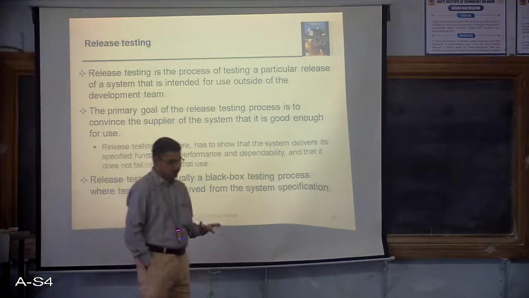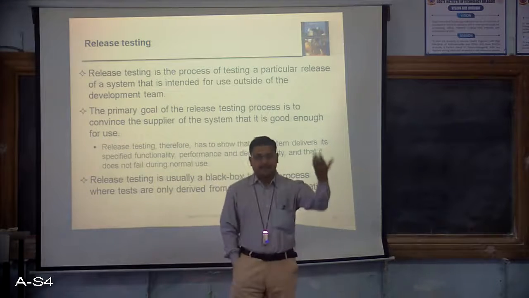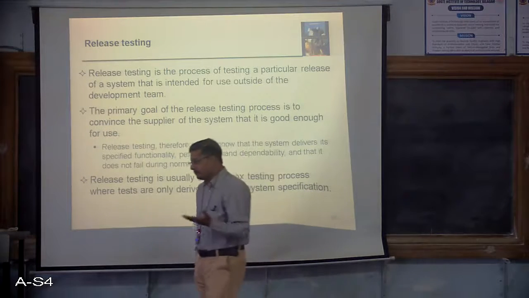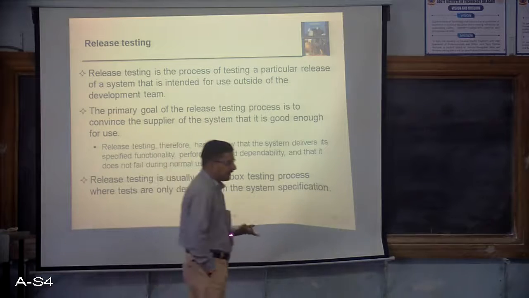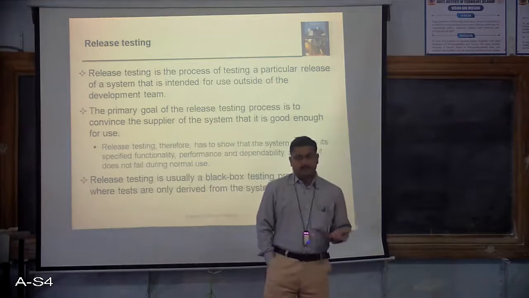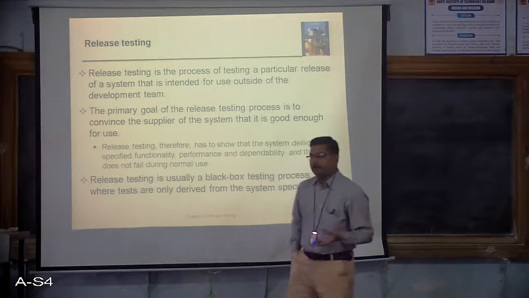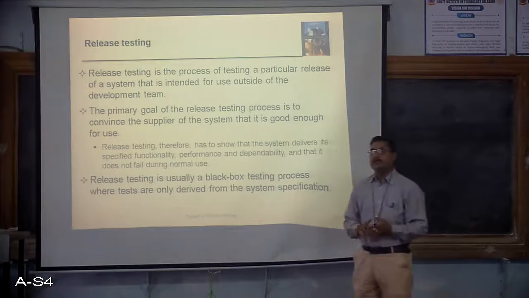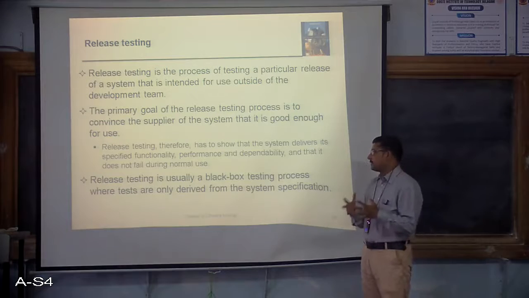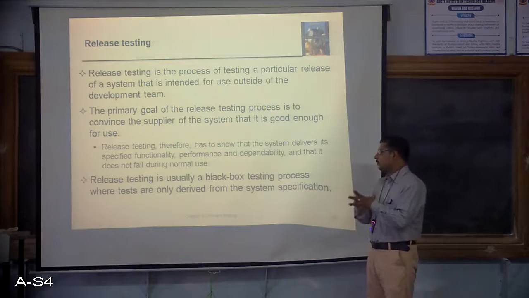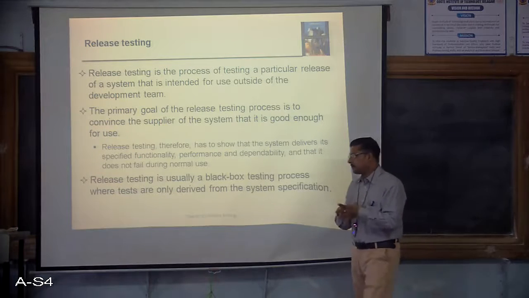and maybe the performance. For example, you can take performance metrics. I think you have studied in the requirements engineering chapter metrics like speed, transactions per second, maybe robustness, maybe reliability. These are what we call emergent properties of the product or system. Release testing is usually a black box testing process where tests are only derived from the system specification. This is very important.